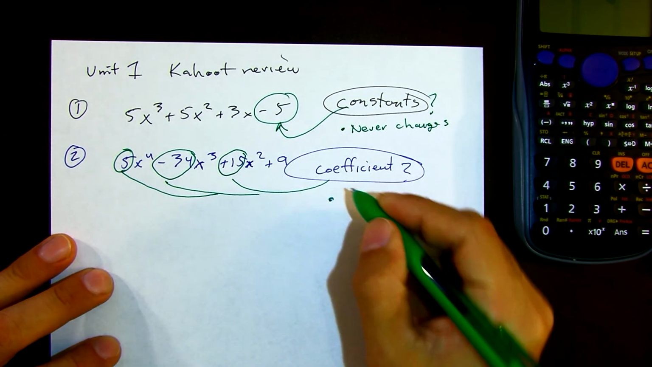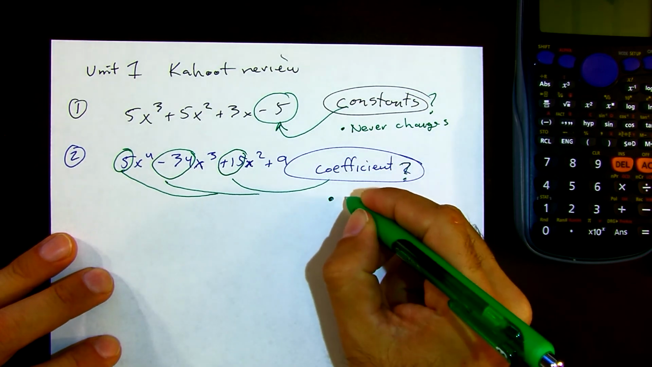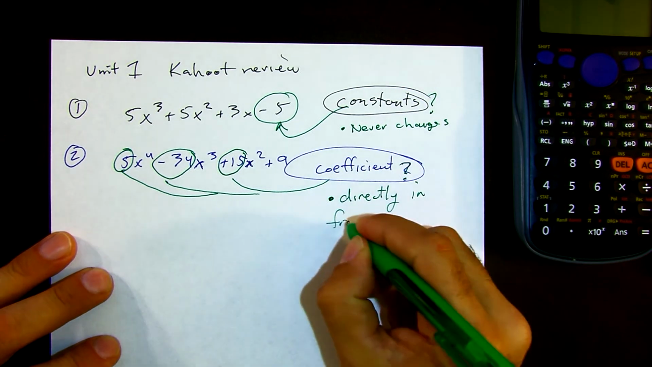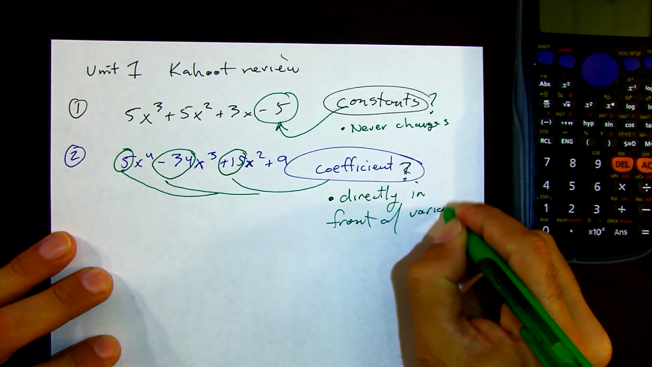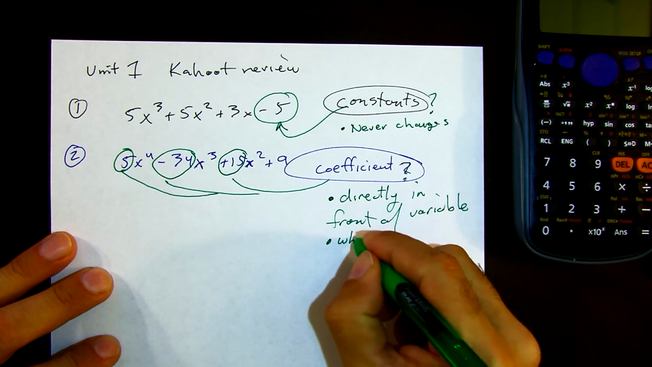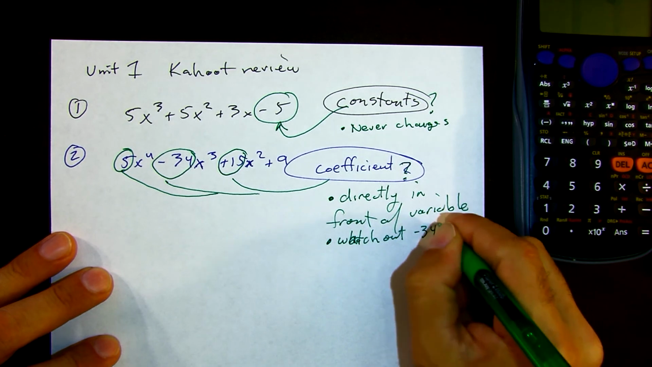Maybe even make a note on yours under coefficients. Go ahead and put it is directly in front of the variable. And maybe another bullet point: watch out. -34x to the 3rd, circle the entire -34. So I want you to have something like this in your notes. I don't want to switch cameras, it's going to take forever, but those are some notes I made. Watch out. -34, it's all the negative. Okay.